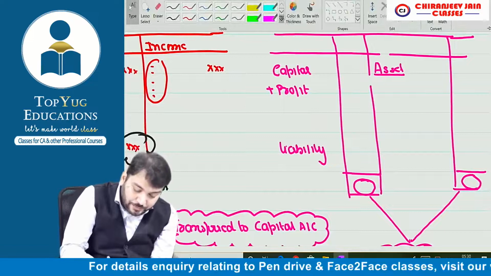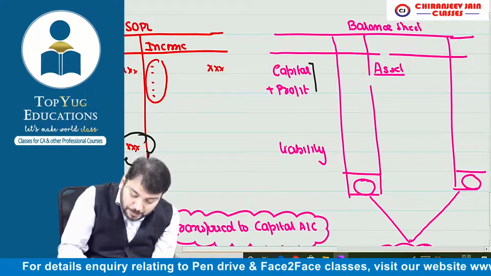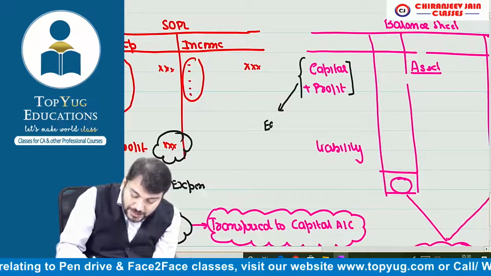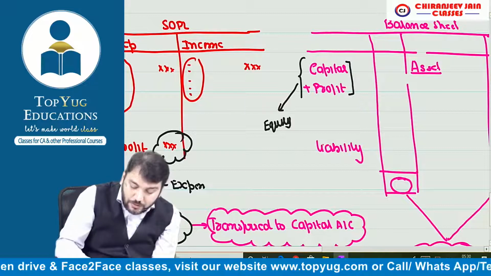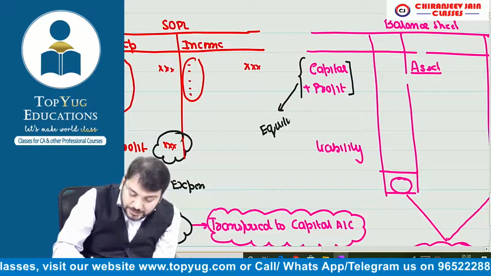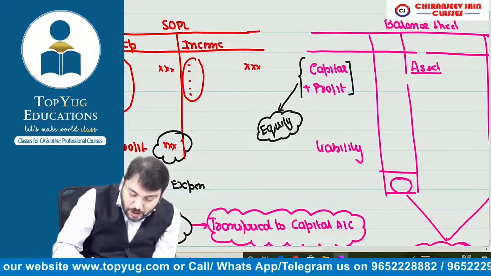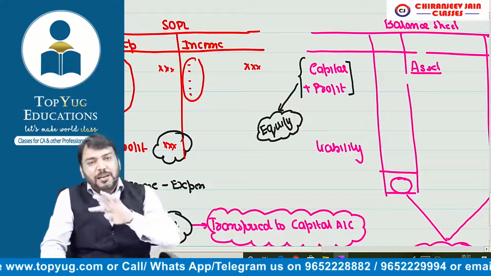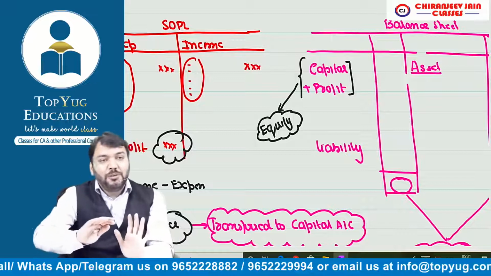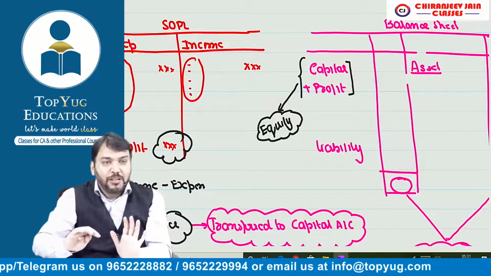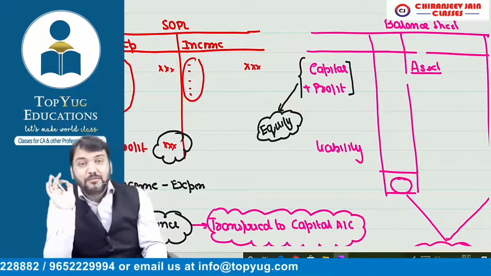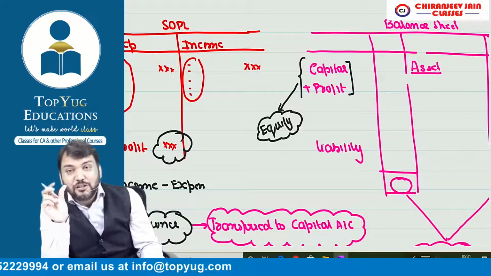Correct? Now, this capital plus profit together is known as equity. What do we call it? Equity. Capital plus profit together is known as equity. However, equity and capital are interchangeable words. Interchangeable means normally we say capital plus profit, or sometimes we say equity as capital also. Correct? But the correct word is what? When we add profit to the capital, it is known as equity.